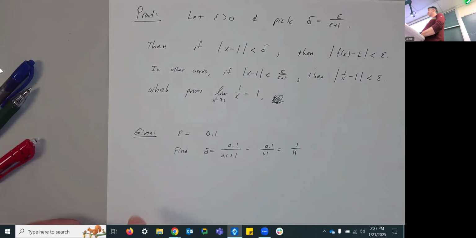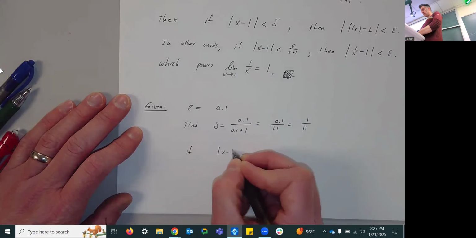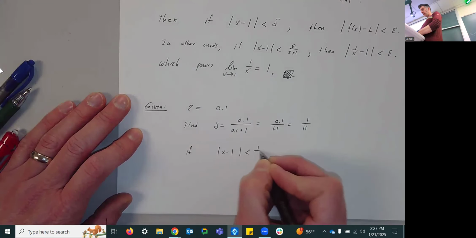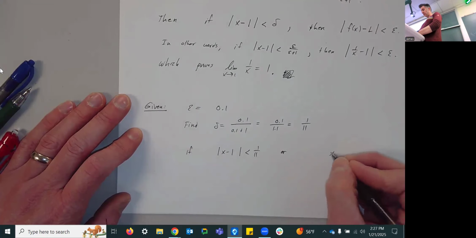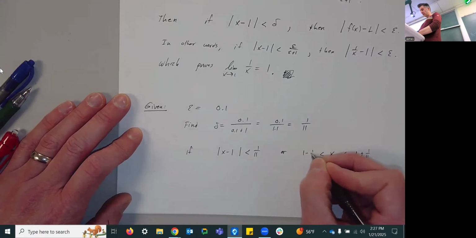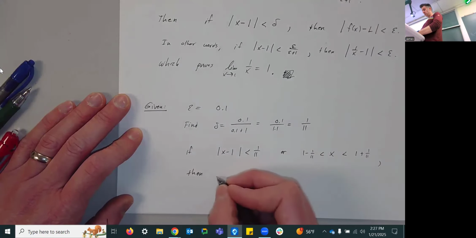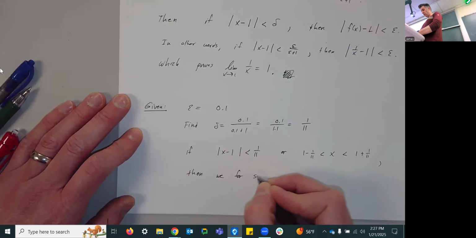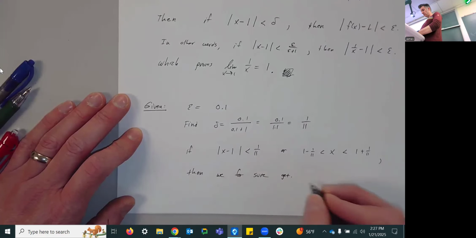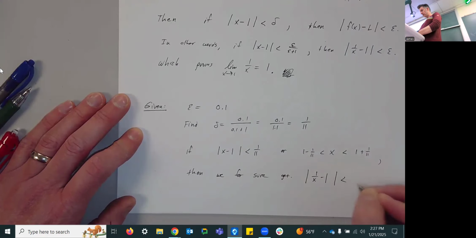So that means that, great, in this case, if the absolute value of x minus 1 is less than 1/11th, or in other words, if x is between 1 minus 1/11th and 1 plus 1/11th, then we are guaranteed, we for sure get to say, that the absolute value of 1 over x minus 1 is less than our choice of epsilon, which is 0.1.